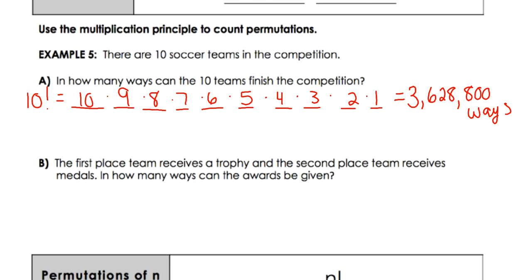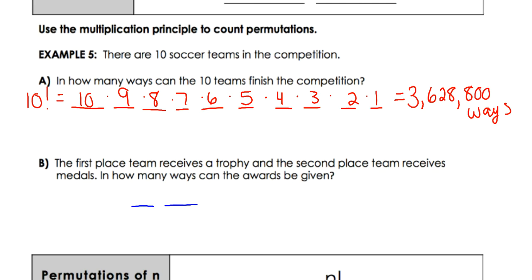So to take that a little bit further, in question B, it says the first place team receives a trophy and the second place team receives medals. In how many ways can those awards be given? So now we only have 2 spots to fill. The 10 teams can only fit into 2 spots. After that, you don't get anything.